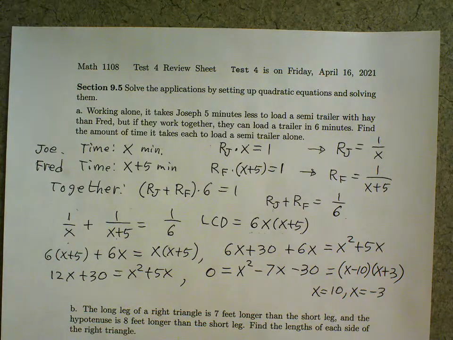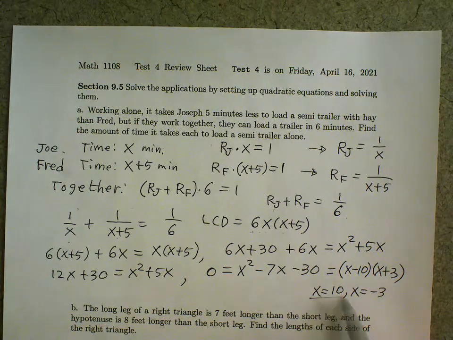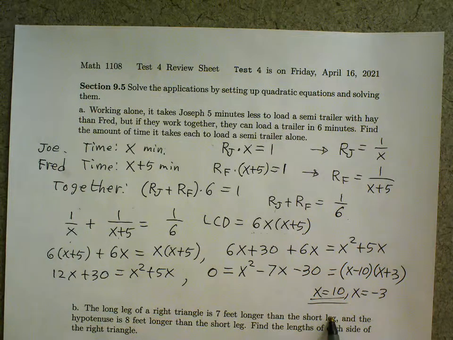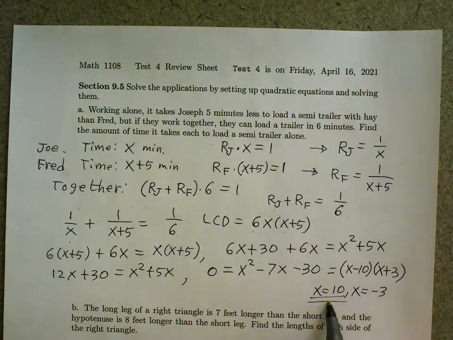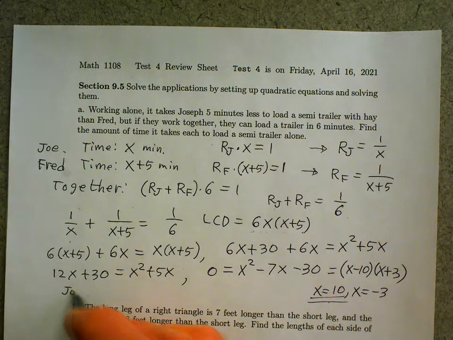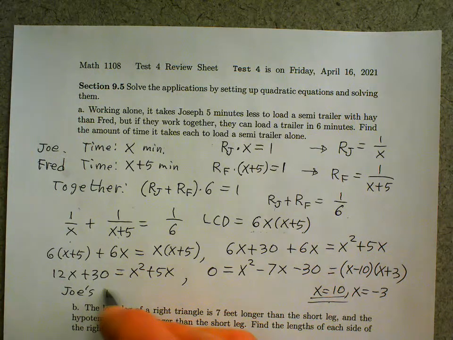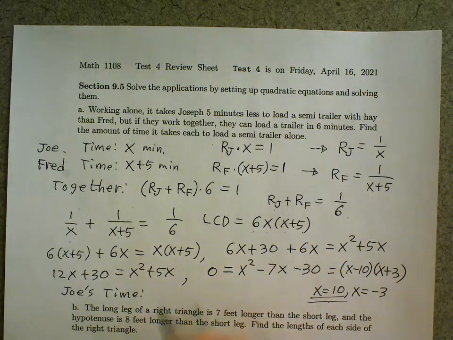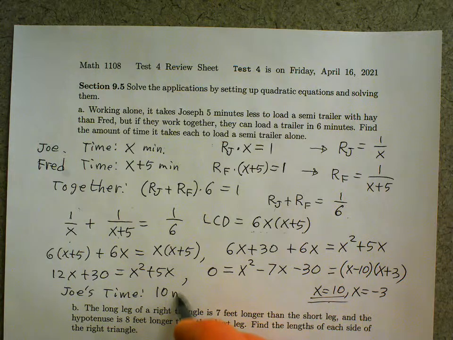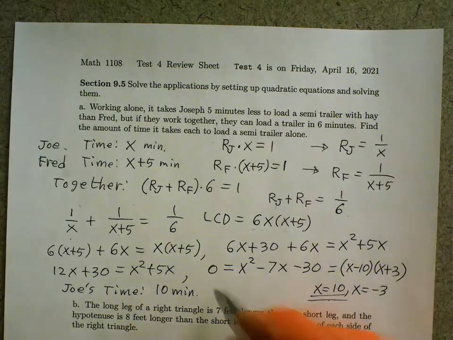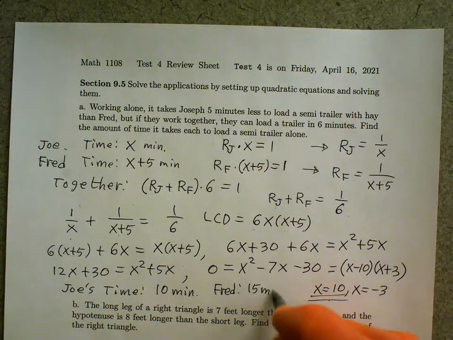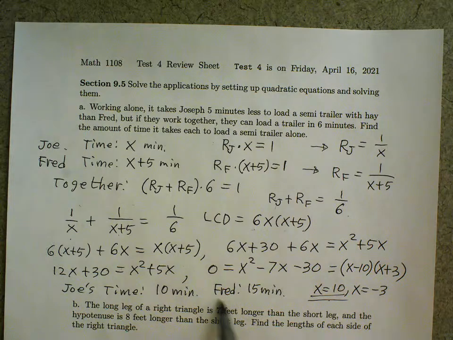But for this problem, the solution that we want is the positive solution. So x is 10 minutes. That means Joe's time. It takes Joe 10 minutes to load the trailer by himself. And Fred takes 10 plus 5, or 15 minutes, to load the trailer by himself.